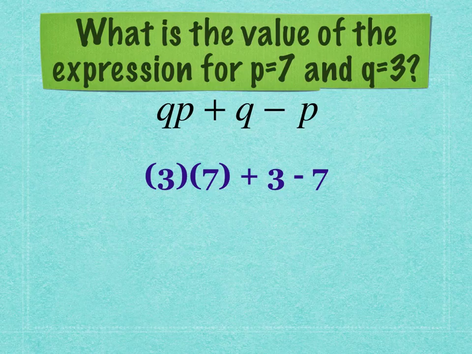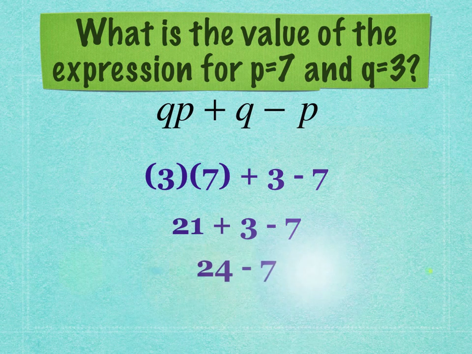The first operation we need to do is 3 times 7, which is 21. So we have 21 plus 3 minus 7. Because the operations left are addition and subtraction, we're going to work our way from left to right. So from left to right, first comes 21 plus 3, which is 24, and then bring down minus 7, and 24 minus 7 gives us our answer, 17.